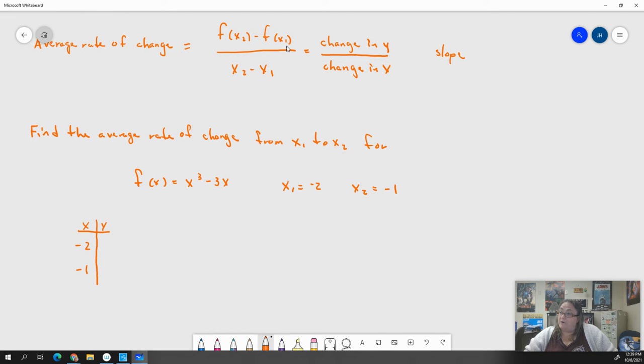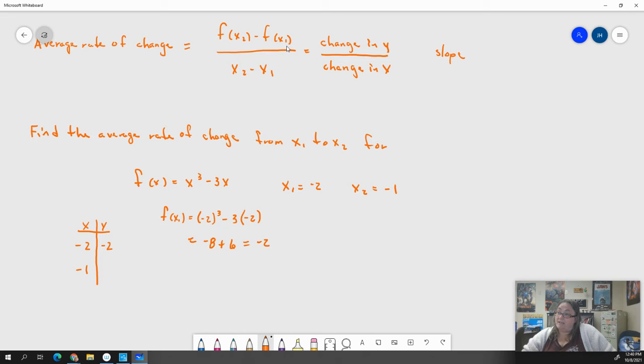So for f of x1, we're just going to plug in negative 2 everywhere we see an x. So we would have negative 2 cubed minus 3 times negative 2. Negative 2 times negative 2 is 4, but if we multiply it times another negative 2, we get negative 8. Negative 3 times negative 2 is positive 6. And then negative 8 plus 6 is negative 2. So when I have negative 2, my y value is negative 2. That means f of x1 is just the number negative 2.